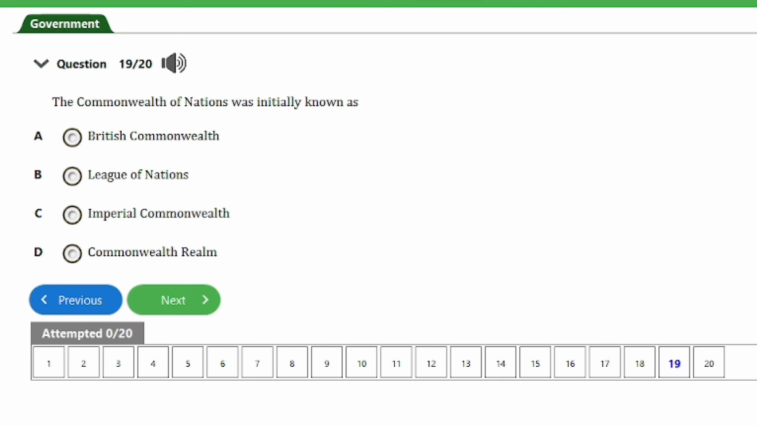So we have here question number 20 of 20, which is the last question for this video, and it says, one of the problems confronting the Commonwealth is A, no formal rules, B, monetary aid, C, free movement, D, uniform legal system. So guys, the answer to this question is option A, that's no formal rules. And that's it for this question.